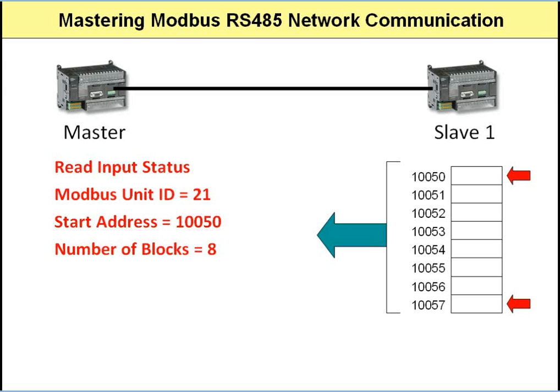But what I want you to remember is the overall point here. All of the read commands, read coil status, input registers, and holding registers, work in the same way. The master always requests data in consecutive memory blocks, not by specifying the memory address of each block, but by specifying a start memory address and the number of blocks from the start. Okay.